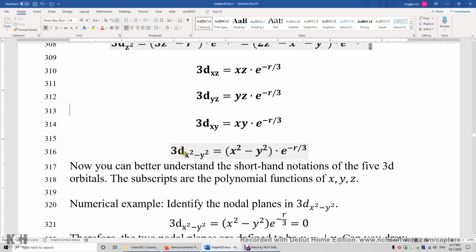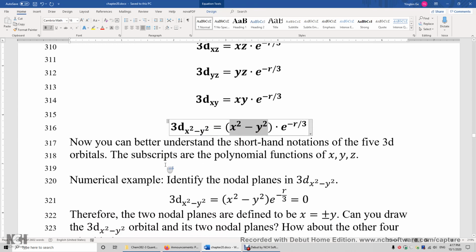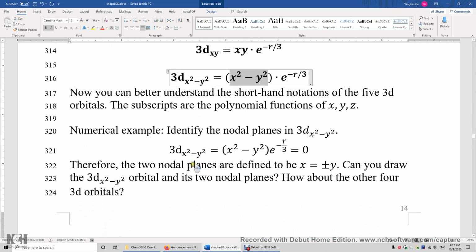What about 3d x squared minus y squared? Well, we set this part to be 0, and then when y equals x, you have a nodal surface. When y equals negative x, you have another nodal surface. Over here, this is just a simple derivation to show you where the nodal surfaces are in this 3d x squared minus y squared atomic orbital. So again, this is a solution. When x equals plus or minus y, we have two nodal planes.